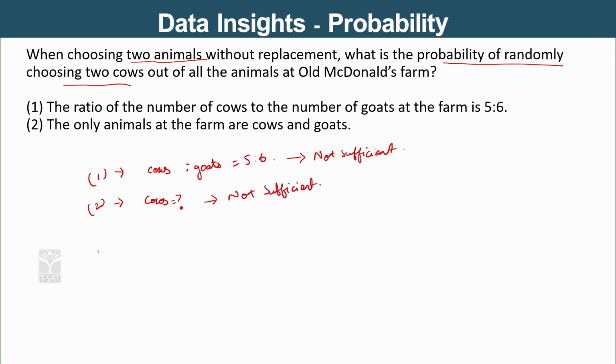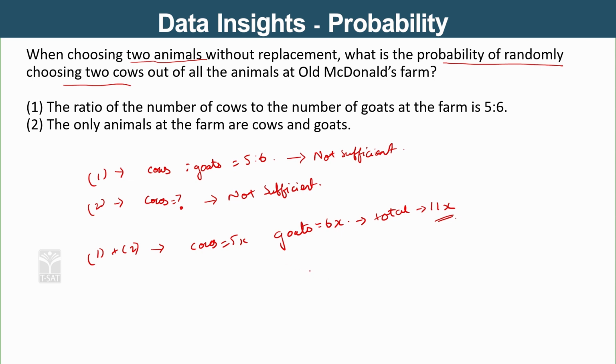Now, if you are looking at statement 1 plus 2 together, you have that cows is to goats is 5:6. So, therefore, cows is 5x, goats is 6x, okay, and because there are only cows and goats, the total is the number of cows plus the number of goats, that is equal to 11x, but we still do not know the exact value of x. Let us see if we can calculate this.